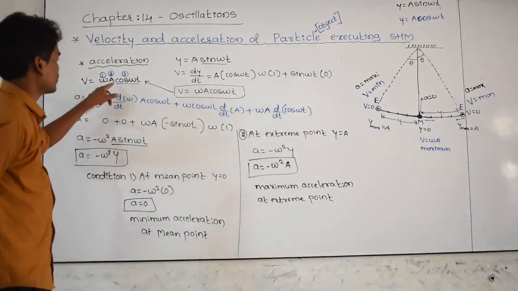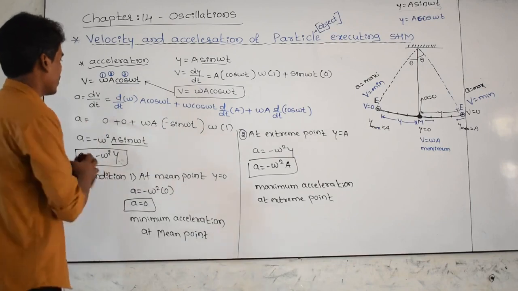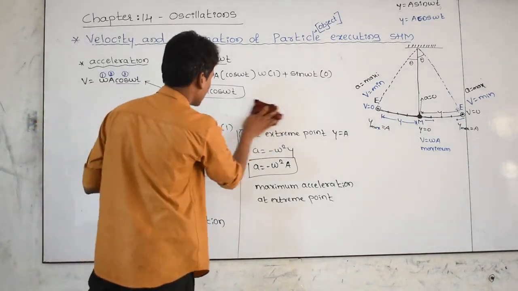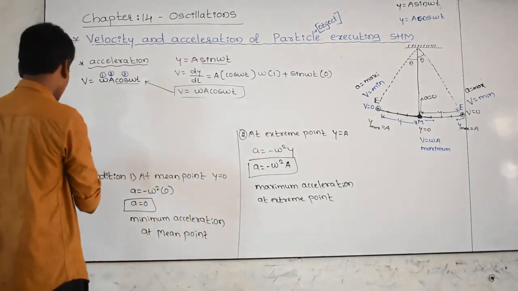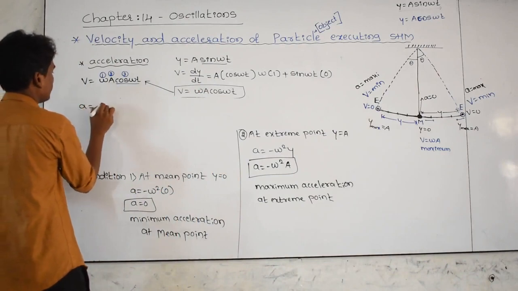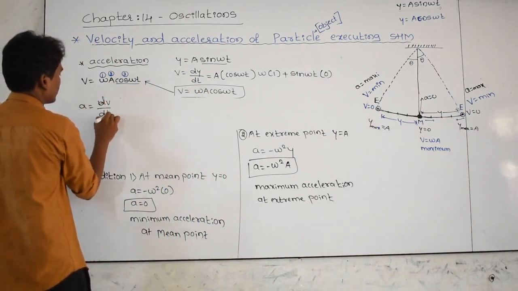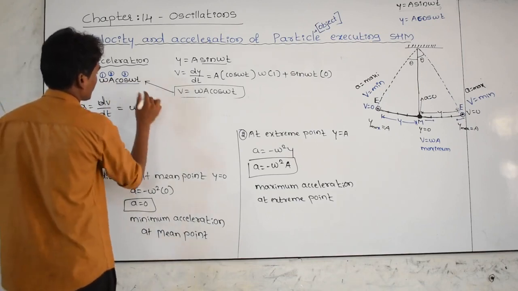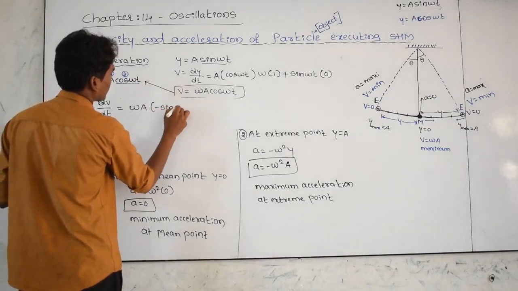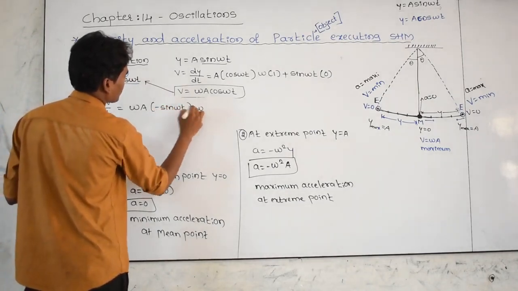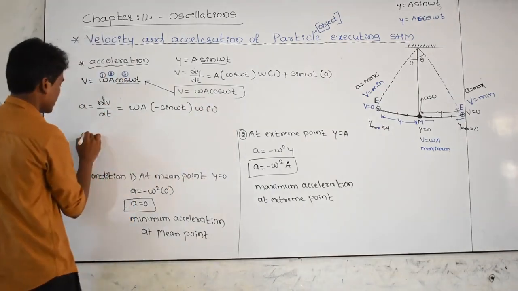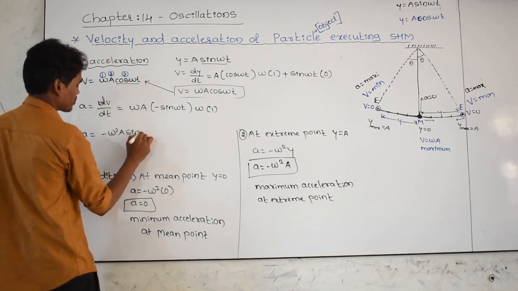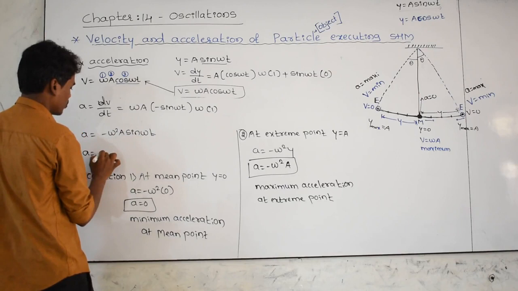Again take this formula, differentiate. After differentiating, using the product rule, a is equal to dv by dt. Then omega as it is, a as it is, cos omega t differentiates to minus sin omega t, and omega as it is. Differentiation of t is 1, which means a is equal to minus omega square a into sin omega t, and a is equal to minus omega square.